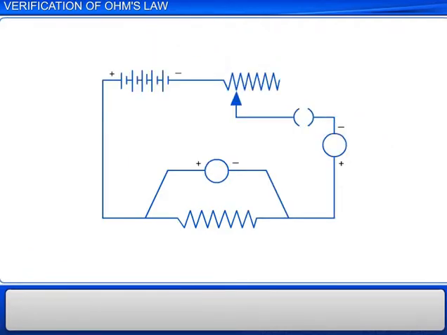Consider a circuit with a battery, a rheostat, a key, an ammeter and a resistance wire connected in series. A voltmeter is connected in parallel to the resistance. Care is taken that the positive terminals of the ammeter and the voltmeter are connected to the positive terminal of the battery.